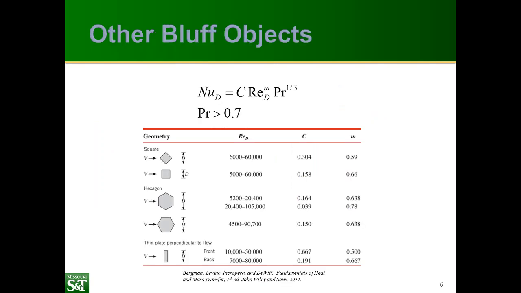You can also use these kinds of correlations for a pretty wide range of other bluff objects. This presents a pretty limited selection. There's a lot of other tables like this that can be found in textbooks and online for a pretty wide variety of bluff bodies, but they all pretty much have the same formula. Some constant times the Reynolds number to a power times Prandtl number to the 1/3.